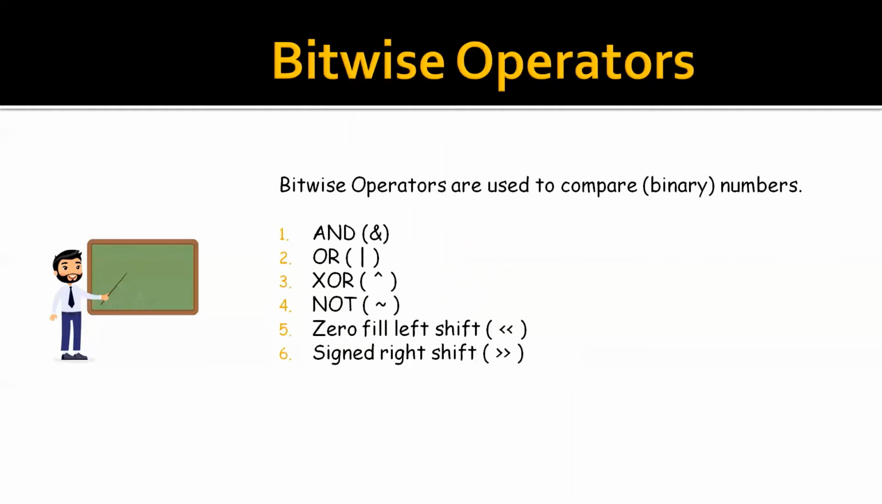Now we have the bitwise operators. Bitwise operators are basically used to compare binary numbers. Bitwise operators work on the bits and perform bit by bit operation. Like assume you have A equals 4 and B equals 13. Now in the binary format, their values will be something like 0011 and 000011 respectively.